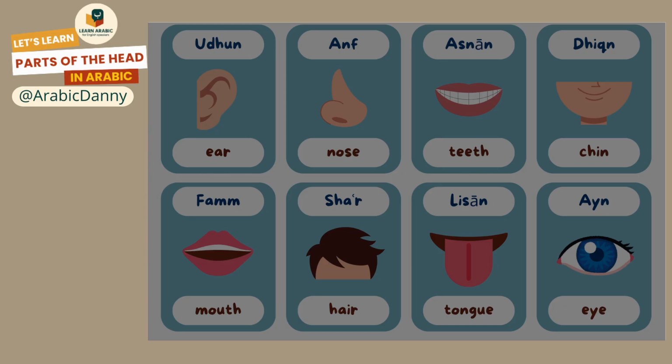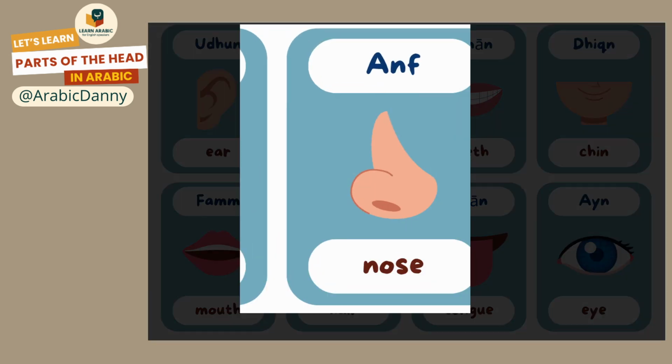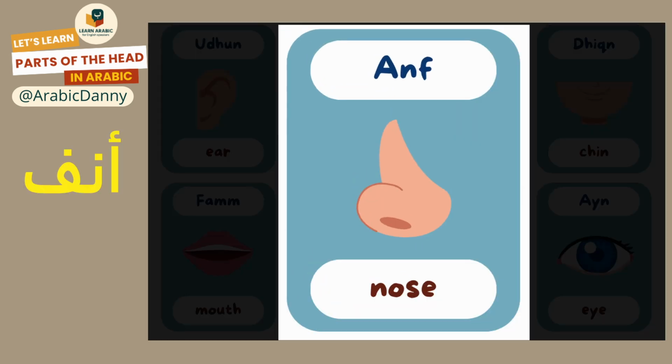The first word we're going to learn is ear. In Arabic, we say udhun. Can you say that with me? Udhun. It means ear. Let's take a look at the ear on the picture and repeat the word a few times to remember it well. Udhun, ear. Anf, nose.